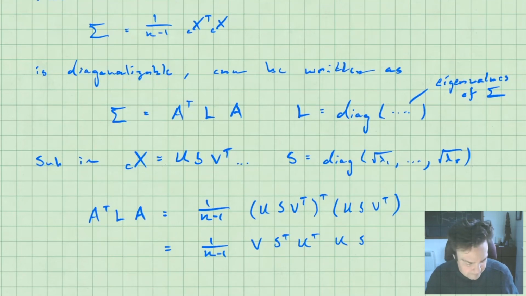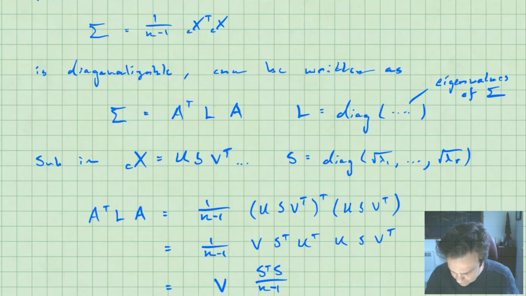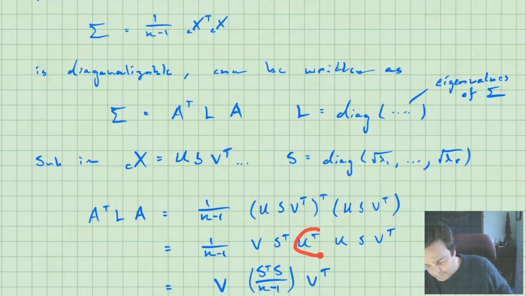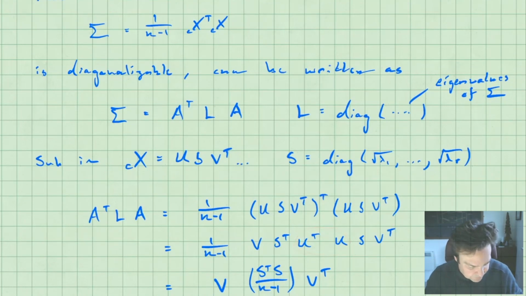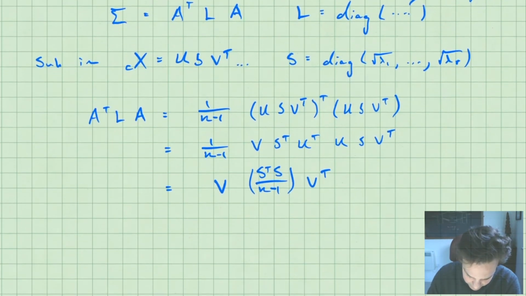Like that, all right? And so this, when you rearrange it, looks like V times S transposed S over n minus 1 times V transposed. And that's because U transpose is the inverse of U here, right? And so this thing works.